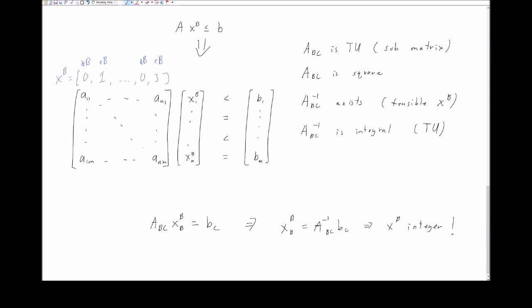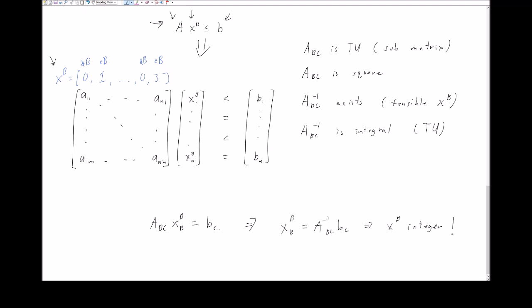Our proof is going to start by fixing a particular basis B and looking at the constraint matrix associated with our linear program. Here we have a totally unimodular matrix A, our basic feasible solution XB, and our right-hand side vector B. We've written our basic feasible solution over here in a particular way. This is so that we can see which columns of our matrix A correspond to which values of our basic feasible solution.